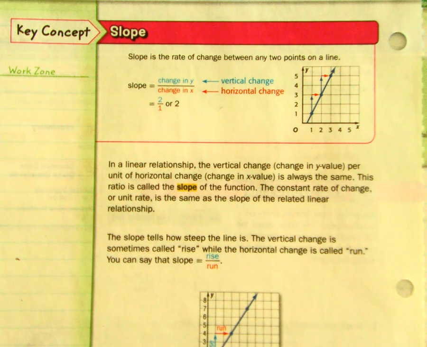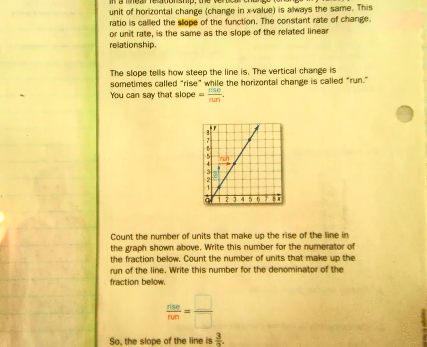The slope tells how steep the line is. The vertical change is sometimes called the rise, and the horizontal change is called the run. So we can also say slope is rise over run. So how far are we going up and down, and then how far are we going to the left or to the right? Count the number of units that make up the rise of the line in the graph shown above.